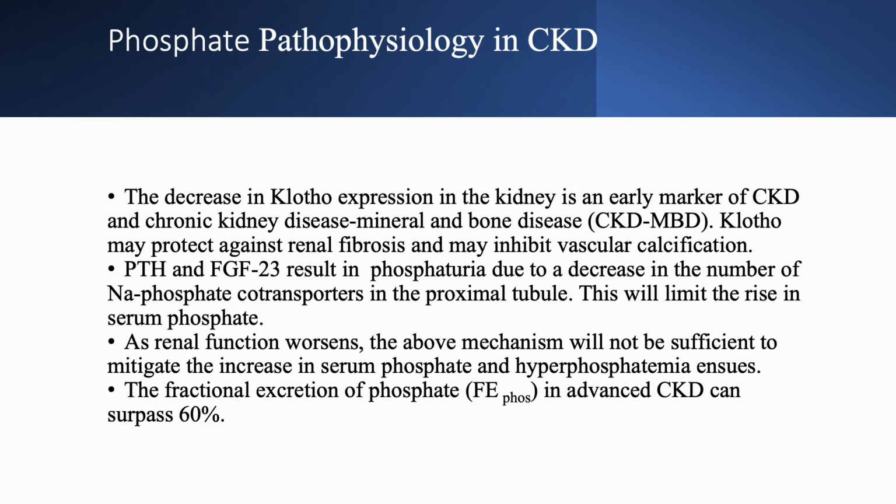Now, when renal function worsens, the above will not be enough to mitigate the rise in serum phosphate, and hyperphosphatemia ensues. This happens, again, in patients with stage 4 and higher. The kidneys are working hard in advanced chronic kidney disease. The fractional excretion of phosphate can be higher than 60%, and yet that will not be enough to keep phosphate in the normal range.